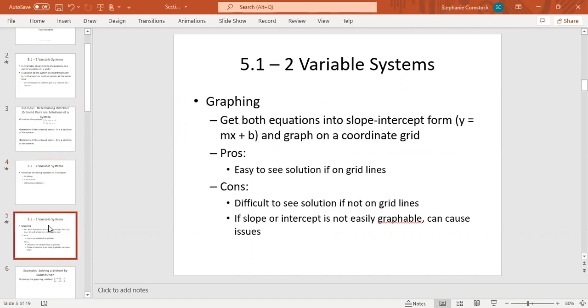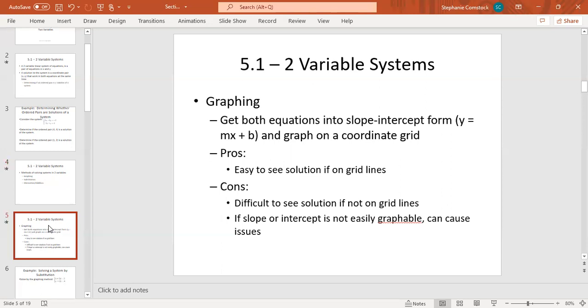Okay, and so in order for us to do the graphing method, we're going to start by getting both equations into their slope-intercept form, which is our y equals mx plus b. And then we're going to graph those onto a coordinate grid. Now, the pros to this are solutions are really easy to see as long as they're on grid lines, because we're looking for the point where the two lines cross each other. So as long as that's on a clean point like 1, 5, -2, 3, things like that, then it's really easy to pop off and grab those solutions. And we know that it is a solution because that is an ordered pair that would be on both lines at the same time.